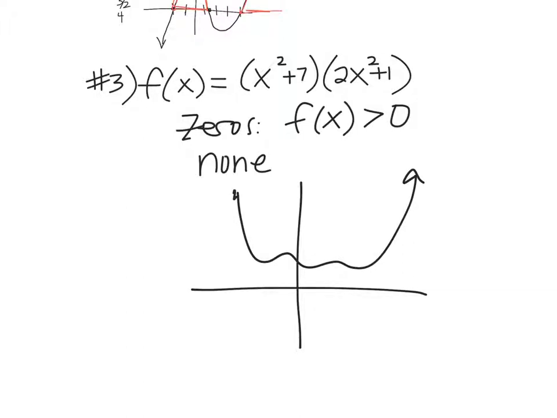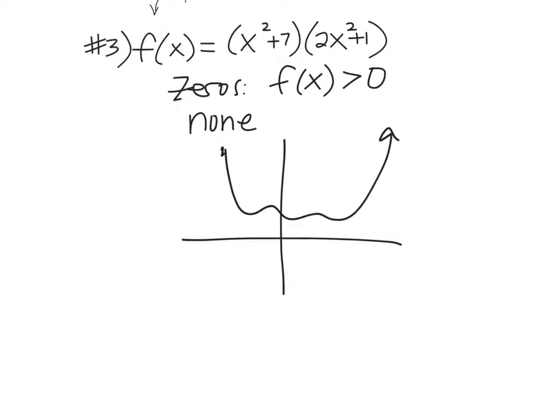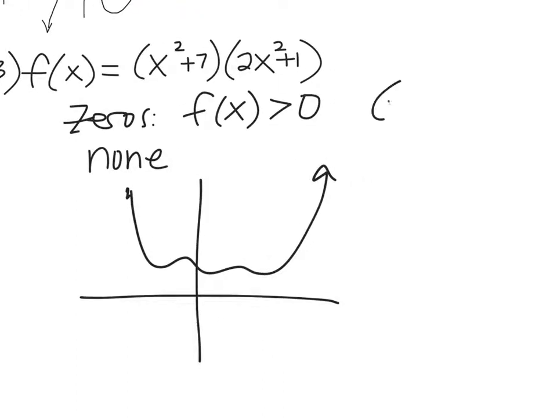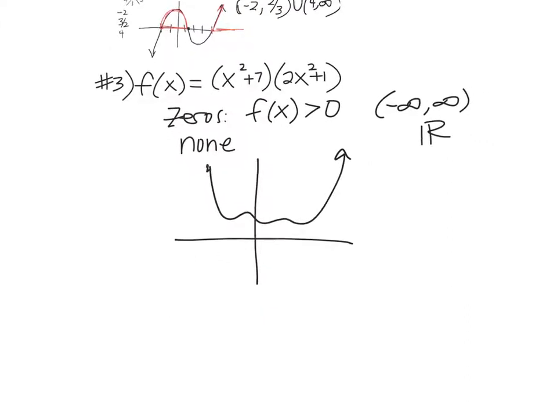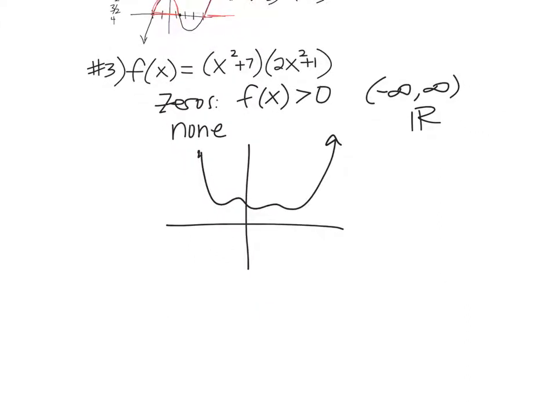So where is this thing greater than 0? Guess what? Everywhere. So the answer that the book will give would be negative infinity to infinity. You can write all real numbers if you want to. Any x that you plug in is going to make that polynomial positive. And if the other question was where is it negative, you'd say no solution. So that's a special case kind of a thing.